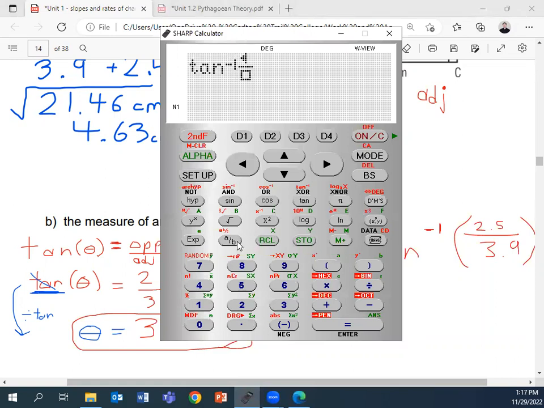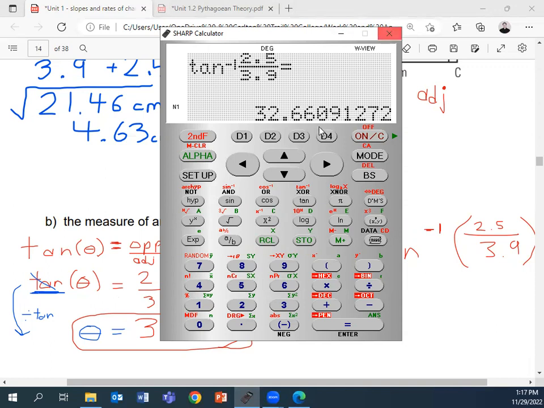Technically, over 2.5 over 3.9. This also works. That's technically what's happening. Remember, there's a little invisible multiplication symbol in here, right? But that doesn't make much sense because I just said we're dividing by tangent. This is not divided. This is a little multiplying symbol here. What the heck happened here?